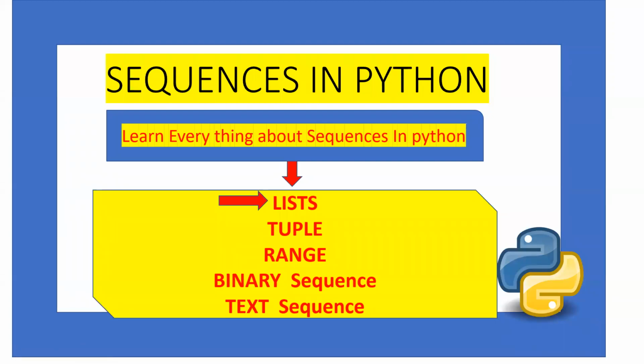Good morning, friends. Today we are going to learn sequences in Python. Sequences in Python are list, tuple, range, binary sequence, text sequence. Text sequence is nothing but your string.